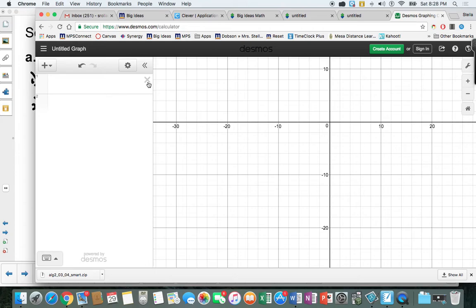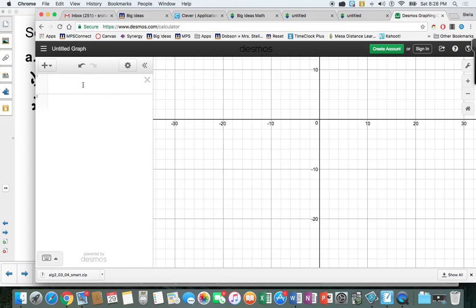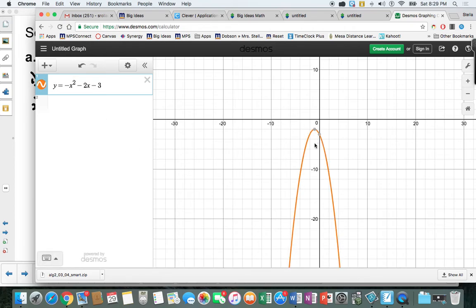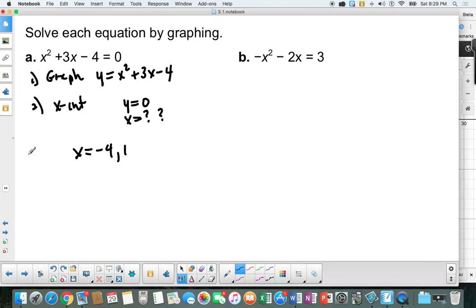and it's going to be y is equal to -x squared minus 2x minus 3. Now when we look at this, you can see that it's not crossing the x-axis, and when it doesn't cross the x-axis, that's an indication that there is no solution. So in this case, there is no solution, which means there is no x that will make this sentence true.